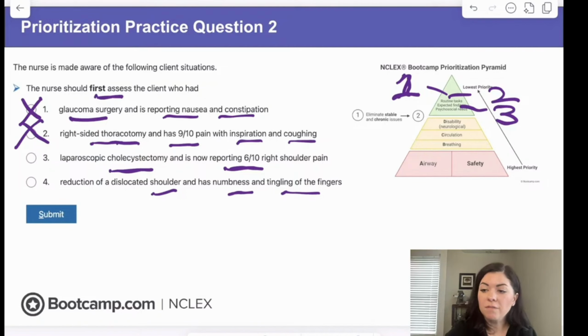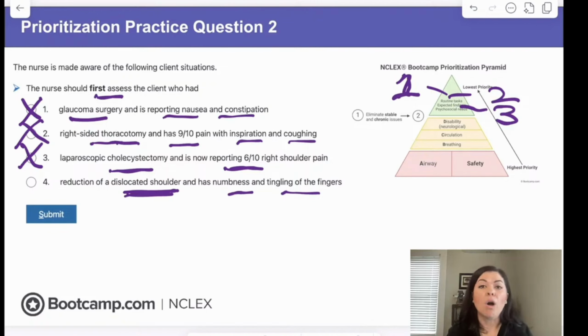Can be very uncomfortable, so a lot of times we want to let that client walk around and hopefully get that gas to dissipate. So moving right along, option 4, which is what you guys are guessing. So let's talk about why that's probably the best option. We have a client that just had a dislocated shoulder repaired, and now they're experiencing numbness and tingling of the fingers.